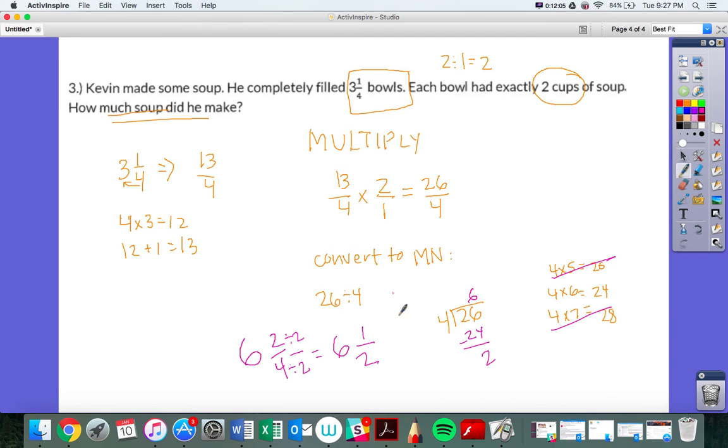So now I need to look back and find my unit. So it says, how much soup did he make? So we multiplied the bowls by the cups. So it looks like our unit is cups of soup. So I'm going to put cups. And I can box this in because that's my final answer. So it's 6 and a half cups of soup.